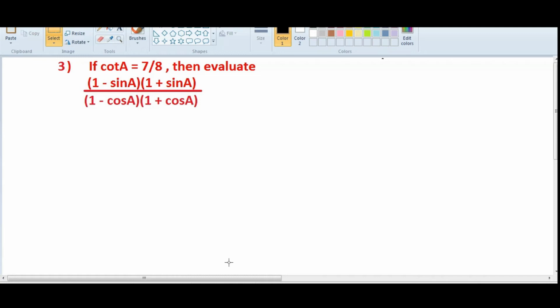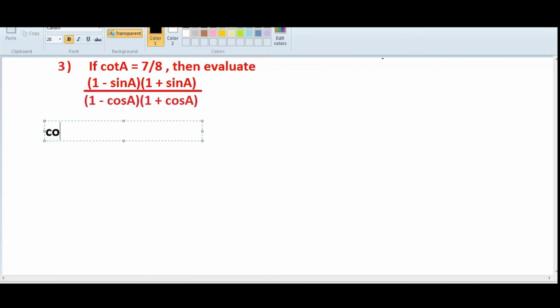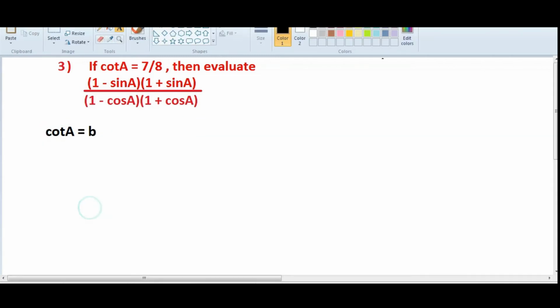So here we have got cot A equals 7 by 8, and we have to evaluate not a single value but an entire expression. There are only two main terms in this expression, sin A and cos A. So first we have to evaluate something from cot A, and then we can find out the value for sin A and cos A. You know that cot A is basically base by perpendicular, and the value is already given, 7 by 8.